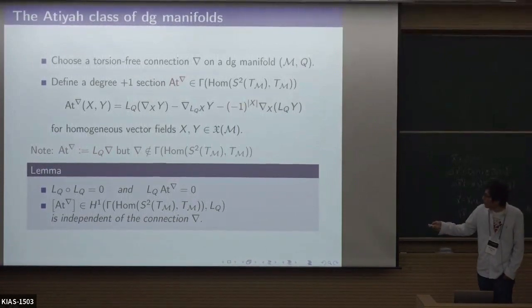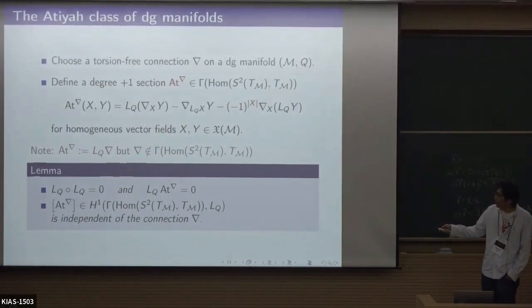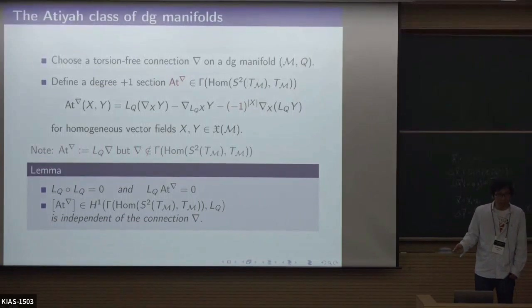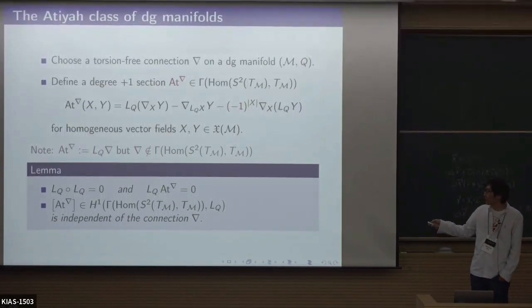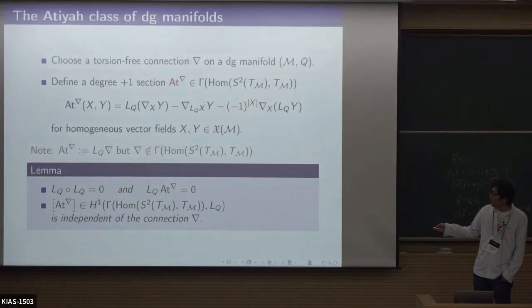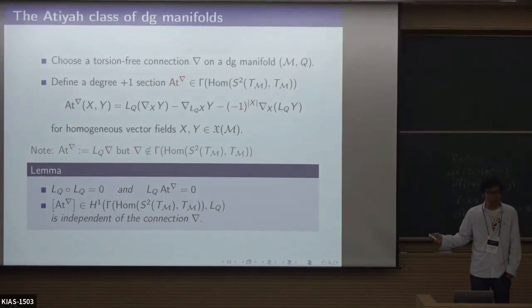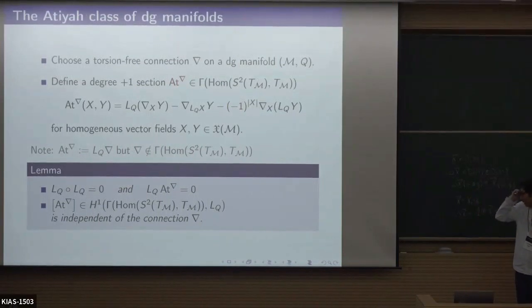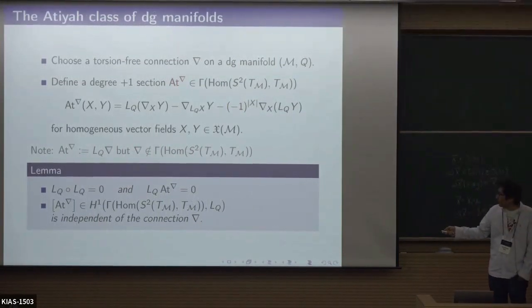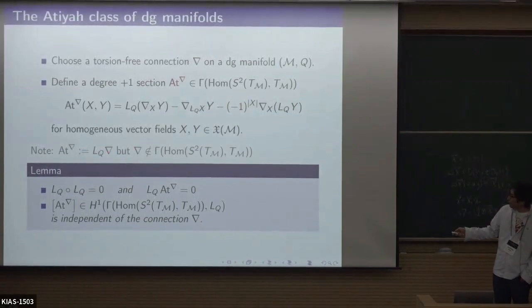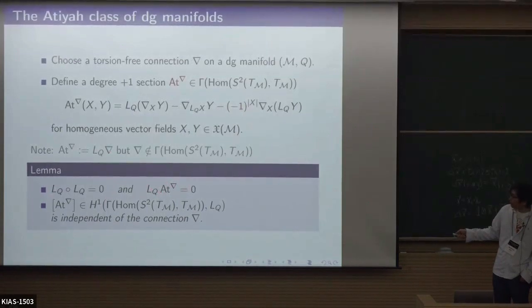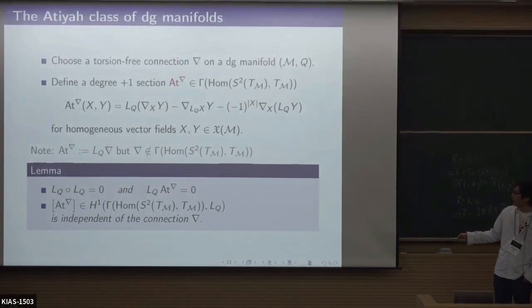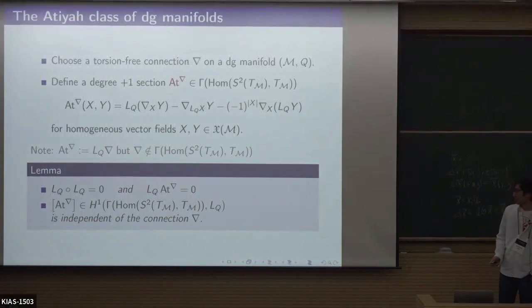But remember that this nabla is not in this space. It's not C infinity(M) linear, because the second function f satisfies the Leibniz rule, not the linearity condition. So that's what happens. And it turns out this L_Q squared is 0. And this Atiyah cocycle, as you can see, is defined as L_Q of nabla. So L_Q of this Atiyah cocycle is 0. So it really is a cocycle.